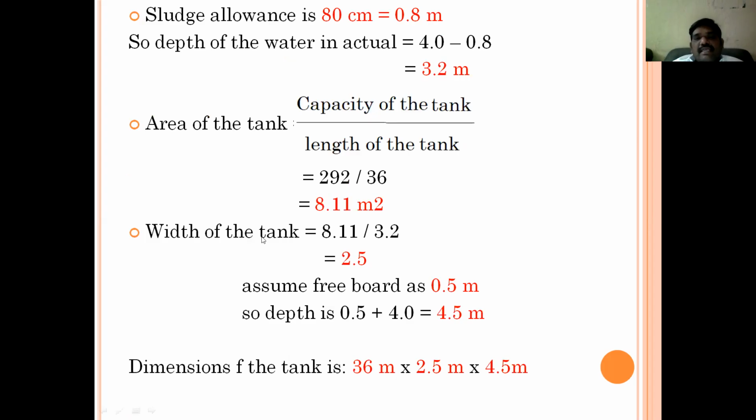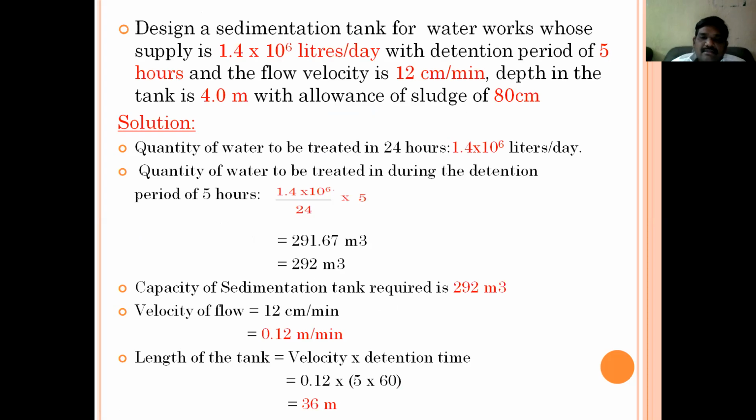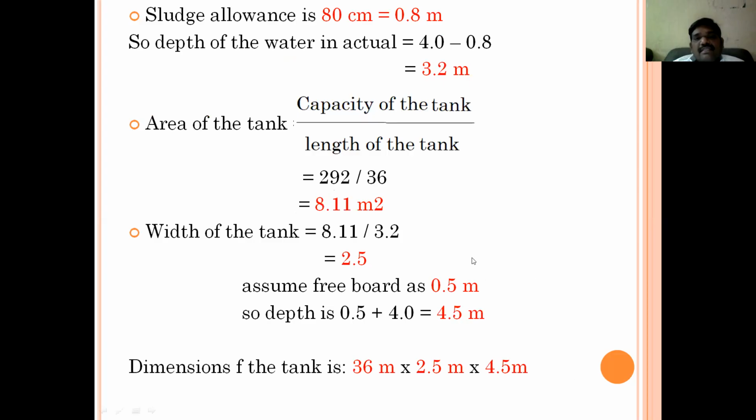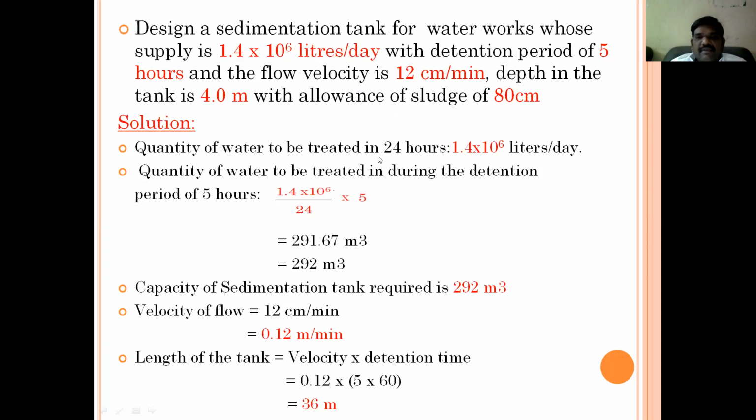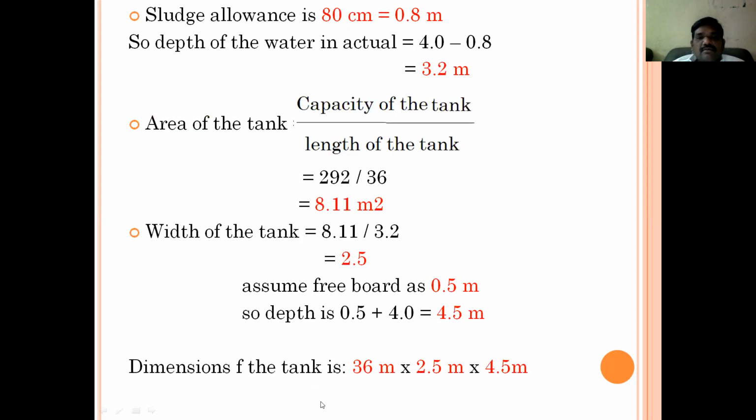Now is area. What is the formula? Capacity by length of the tank. What is the capacity we got? 292. How we got? Simply the quantity of water to be treated in a day, in the sense 24 hours, during the detention period of 5 hours. That means capacity of water that is required, 292 cubic meters. What is the length? We got 36 meters. So area is 292 by 36. Now we got area 8.11 meters square.